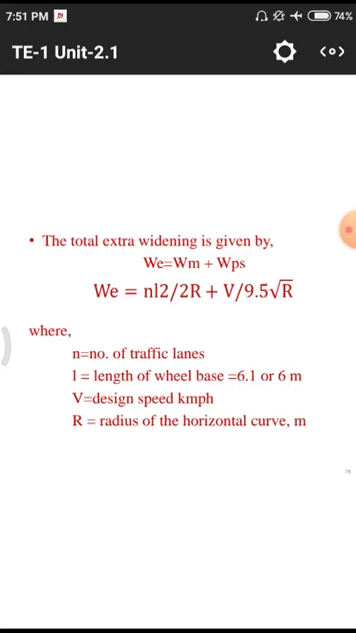We equal to nL square by 2R plus V by 9.5 square root of R, where n is the number of lanes and L is the length of the wheelbase. Normally the wheelbase is taken as 6 meters.